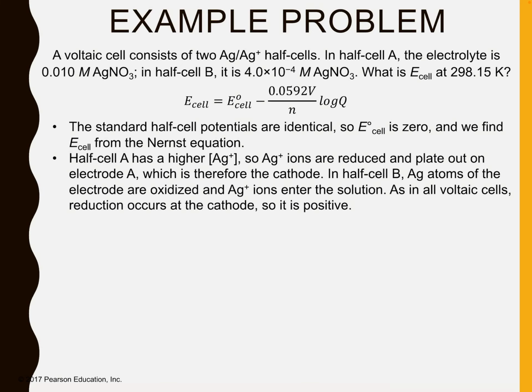Again, half cell A has a higher concentration. Okay, so that means that is going to be our cathode. That is going to be reduced. Okay, they're going to plate out. In half cell B, we have a lower concentration, so that means that those silver atoms are going to be oxidized, and you're going to create Ag plus on that side, okay? Just the same, in all voltaic cells, reduction occurs at the cathode, so it's positive, oxidation occurs at the anode.